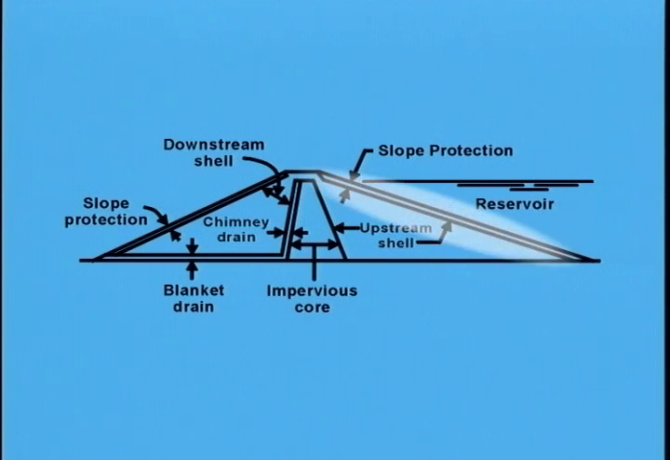Also, filters are frequently required between the upstream shell of a dam and the overlapping riprap slope protection. Upon drawdown of a reservoir, water will seep out of the upstream shell. Filters are required to prevent washing of upstream shell material through the riprap and into the reservoir.